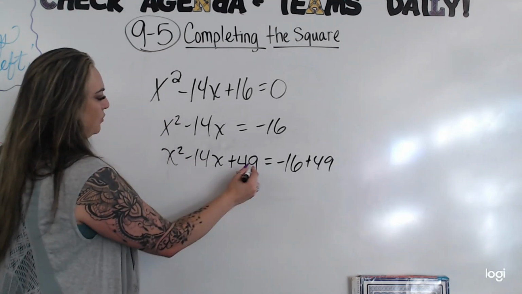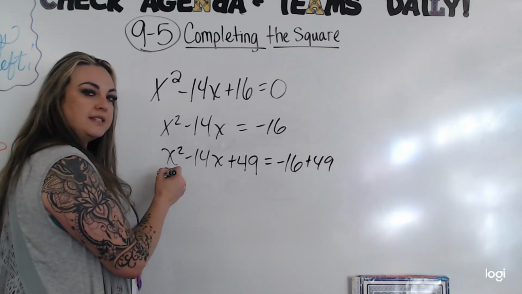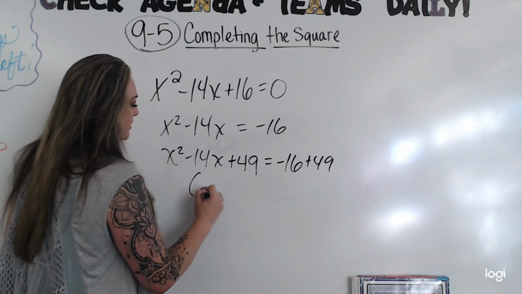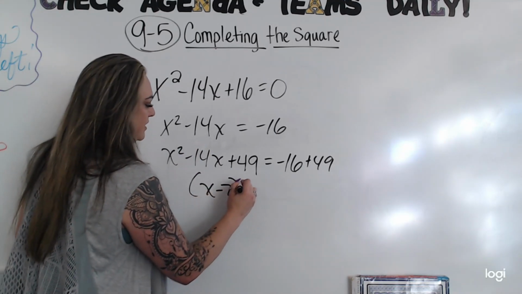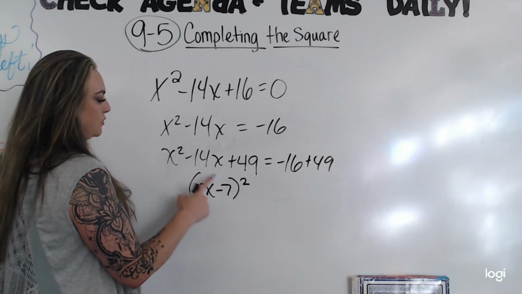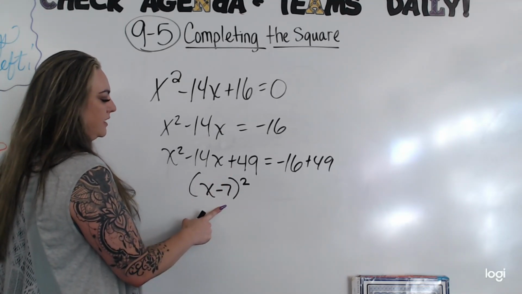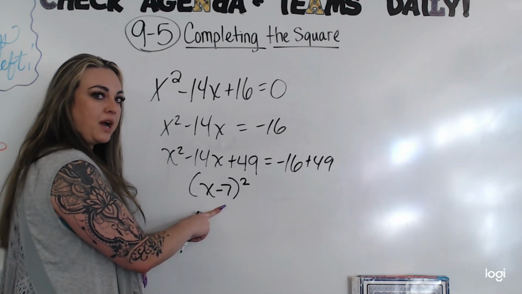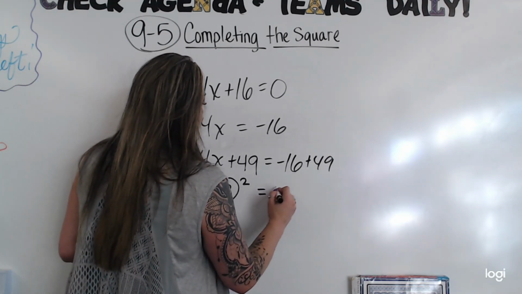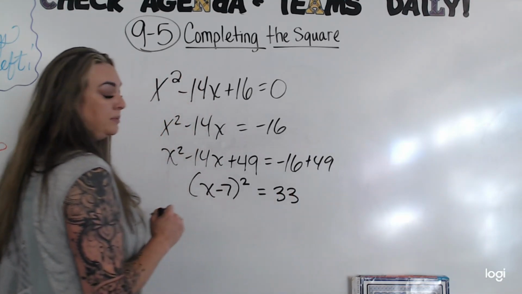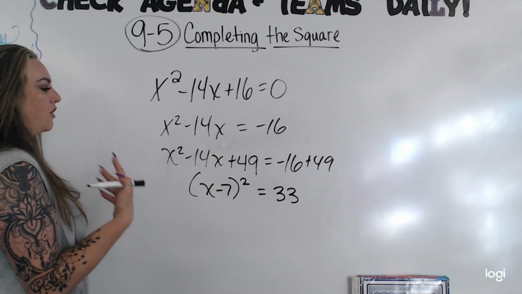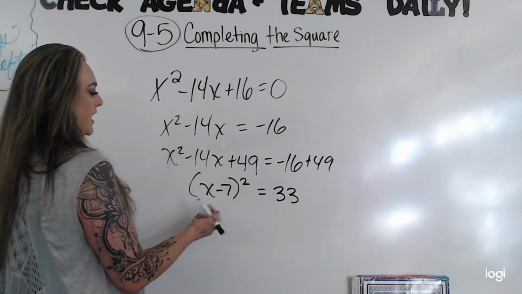So we can now rewrite this as squaring a binomial, right? So this becomes x minus 7 squared, okay? That's how we get this. So we're just writing it in almost vertex form, and we're going to be practicing that soon too. And then negative 16 plus 49 gives us 33. Okay, so now we're going to use our solving using square roots to get x by itself.